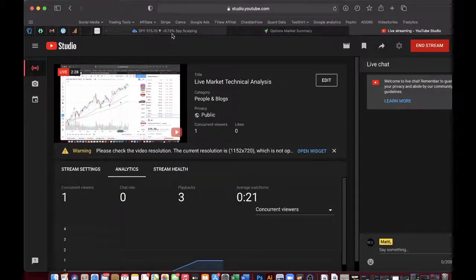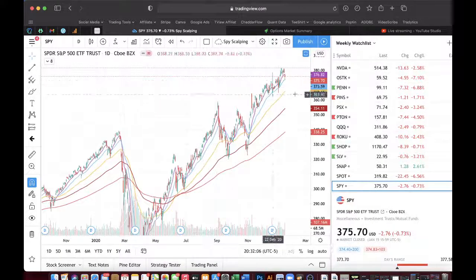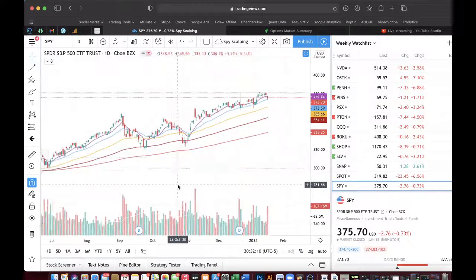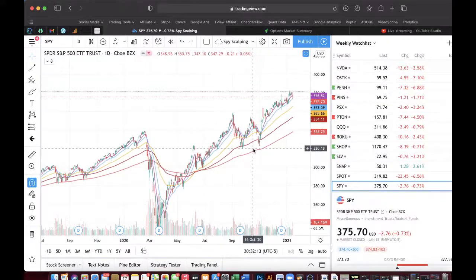All right. So we'll start with SPY here. So SPY obviously is the ETF that controls the market, in a sense. So if you're looking for the health of the market, you're going to start by analyzing how SPY looks.